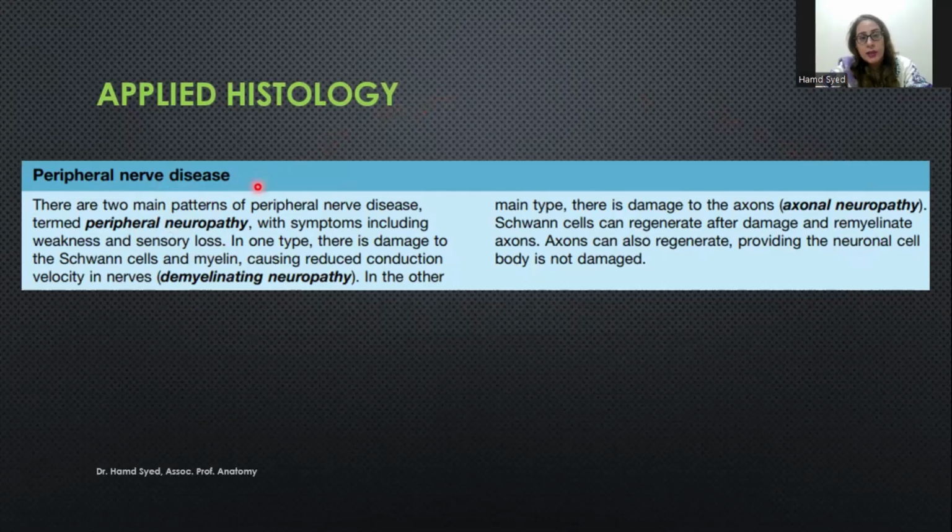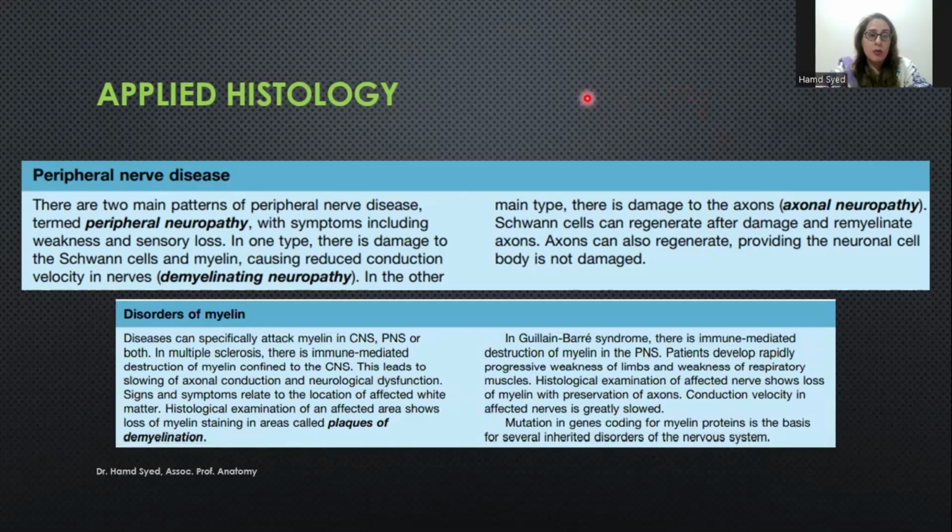In one case, demyelination occurs, that is, the myelin sheath is lost, and that is known as a demyelinating neuropathy. And in the other type, the myelin sheath is not lost, but the axon itself is damaged, and that is known as an axonal neuropathy.